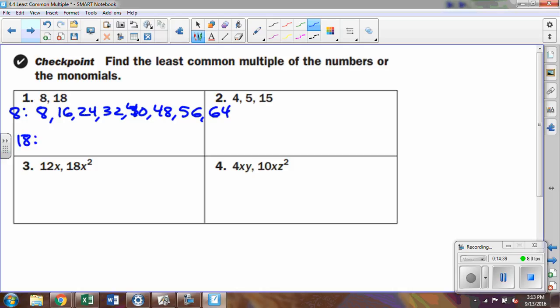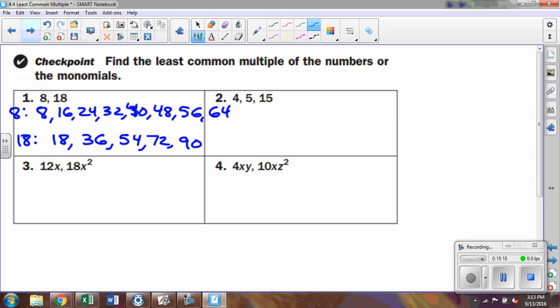If we're using the list method, we got to start listing out our multiples of 18. So 18 times 1, 18 times 2, 18 times 3, 18 times 4, 18 times 5. I'm starting to run out of room, so let's stop there.